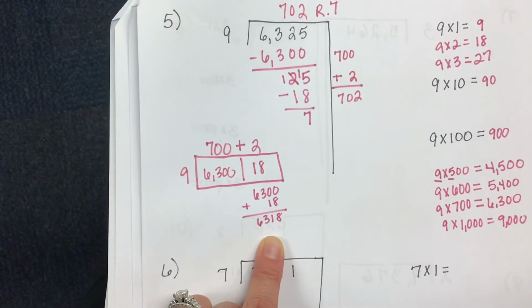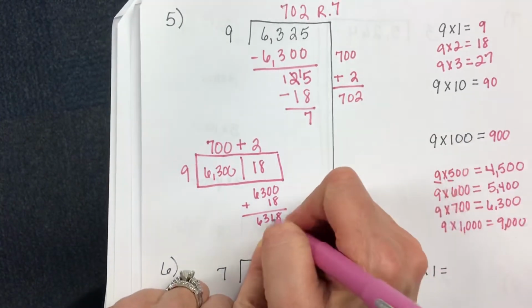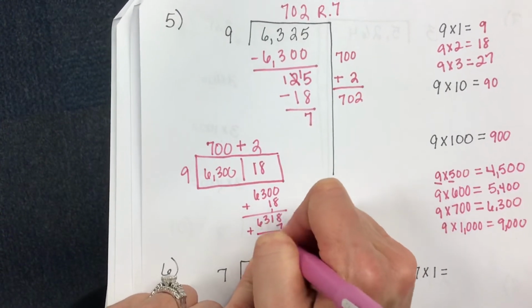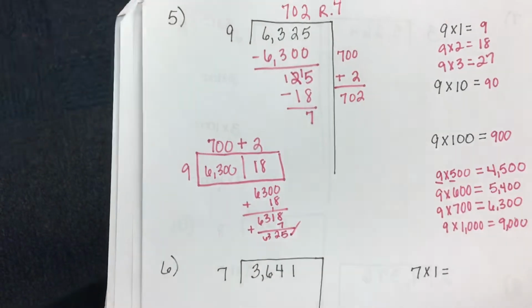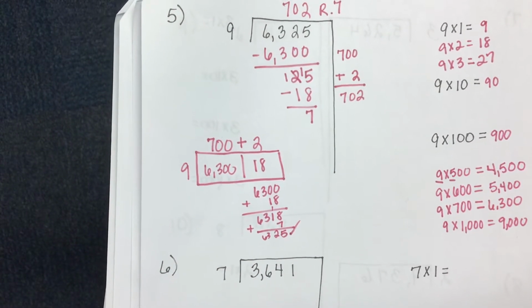Before I check, I have to do what? Add the remainder. Add 7. Very good. Is that the same? Yes. Okay, so I am correct. We did it correctly. Do you guys want to do one more 4-digit?